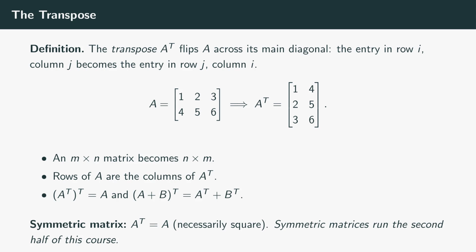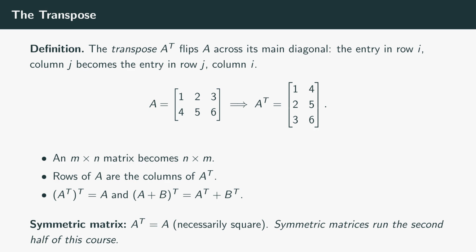The third simple operation is the transpose. The transpose of A, written A transpose, flips the matrix across its main diagonal, the diagonal running from the top left corner down to the bottom right. Concretely, the entry that sat in row i, column j, moves to row j, column i. Rows become columns and columns become rows. So a 2 by 3 matrix transposes into a 3 by 2 matrix. The first row, 1, 2, 3, stands up to become the first column.